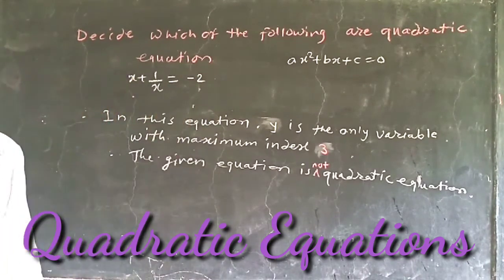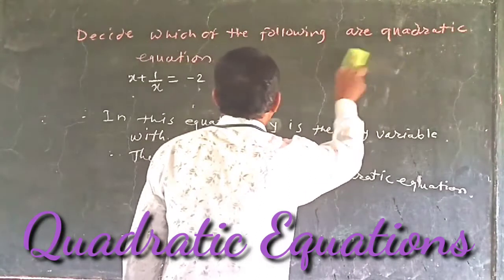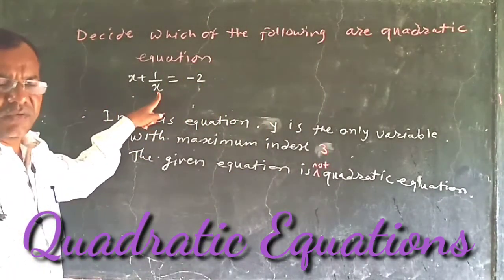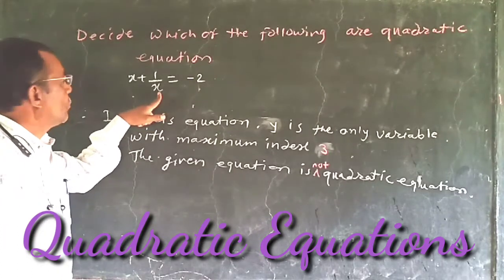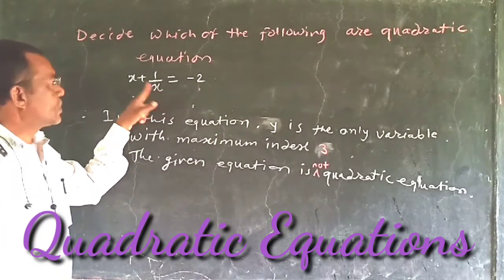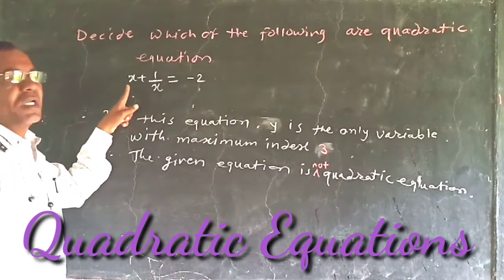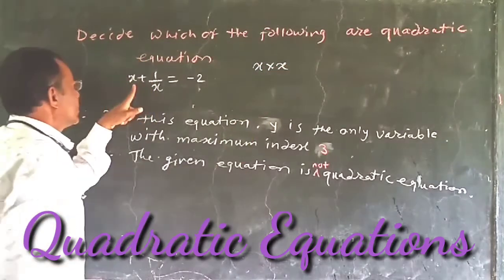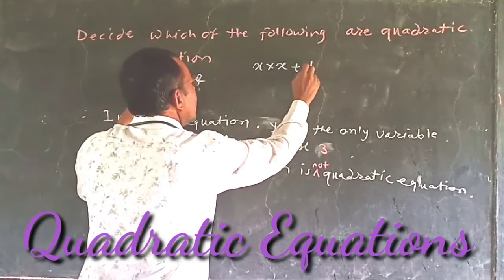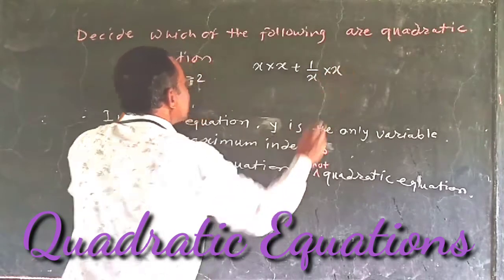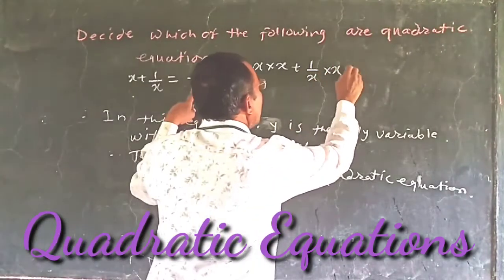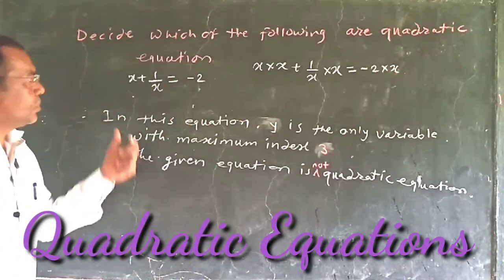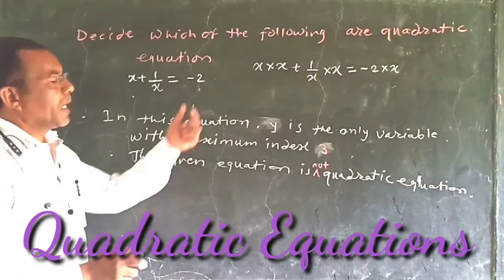Okay. Now we will multiply by x on both sides. Here it is divided by x, therefore you have to multiply on both sides with x. What will we do to both sides with x? Multiply. Now after multiplying, what happens? This x into x plus 1 by x into x is equal to minus 2 into x. We are multiplying both sides by x. Now what will happen after multiplying?